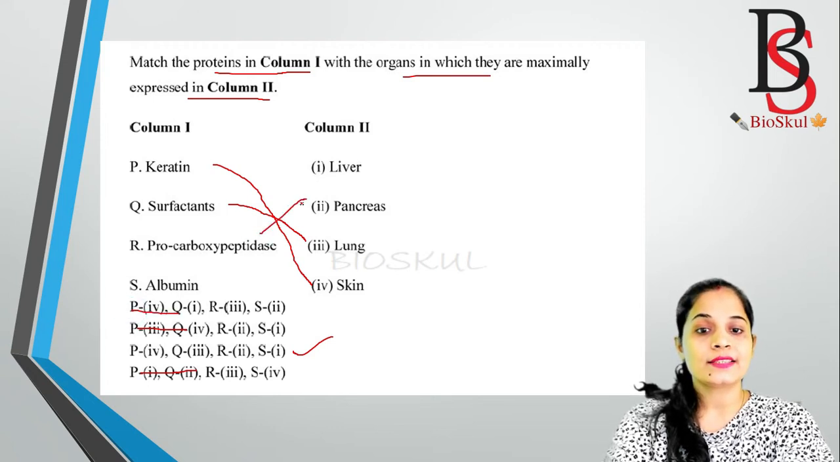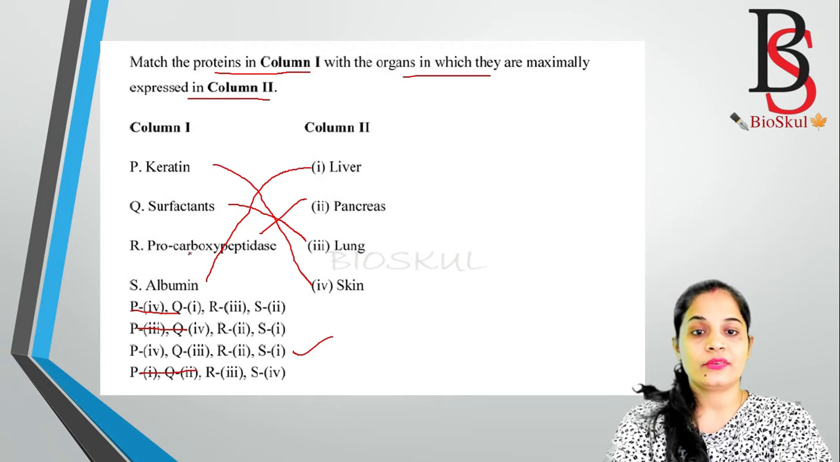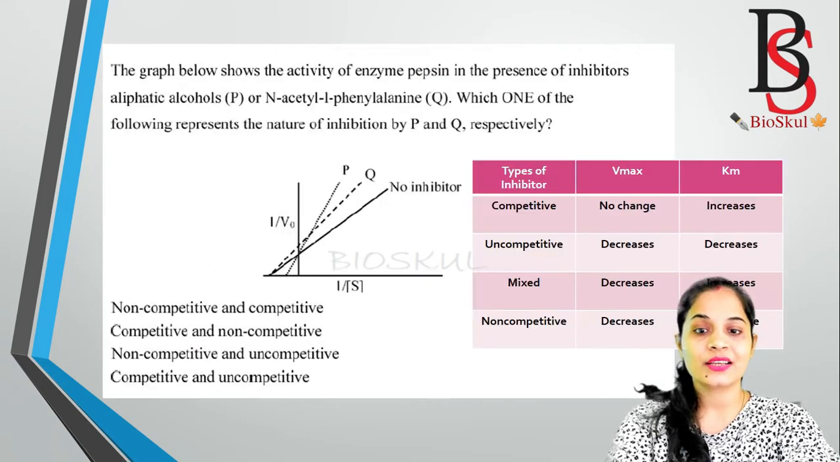Procarboxypeptidase is an enzyme found in the pancreas. Albumin is the major protein in the plasma. It is synthesized by the liver. So S is 1. Okay, the correct answer is option 3.